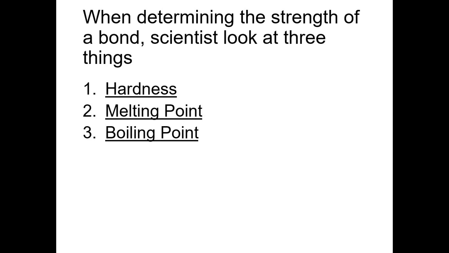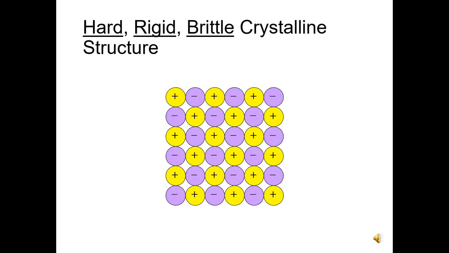When determining the strength of an ionic bond, scientists look at three things: hardness, melting point, and boiling point. And melting point, as a side note, you do see this often in the winter when we have salt put down on the roads to break up the ice. The salt is actually helping to lower the freezing temperature of the water. Water typically freezes around 32 degrees Fahrenheit. And when it does that, it makes it, of course, slippery for us to ride vehicles or even ride horses.